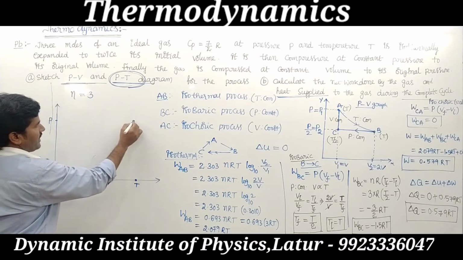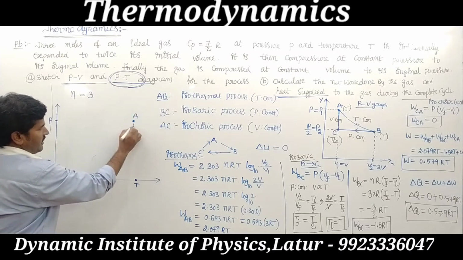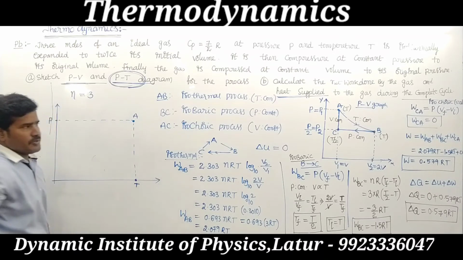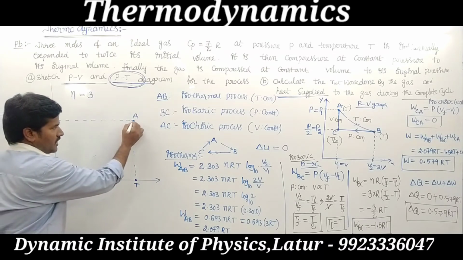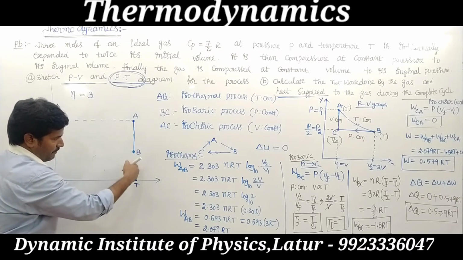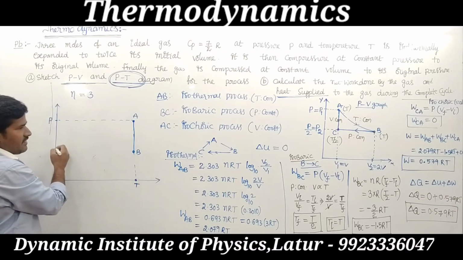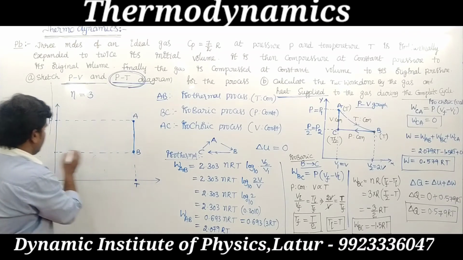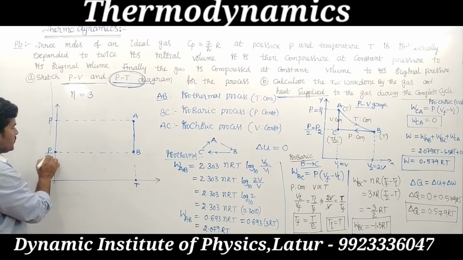A position is what we considered here. So this is A position, temperature T and pressure P. After A, B position: same temperature, and pressure decreases to P by 2. The pressure becomes P upon 2.